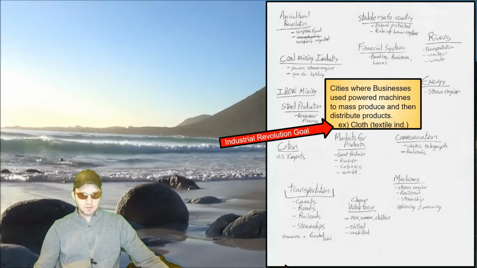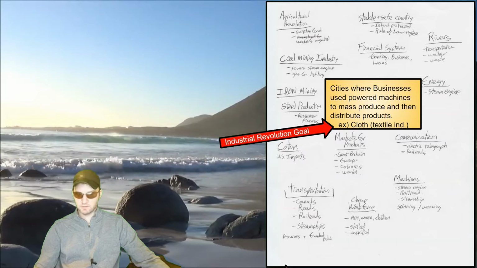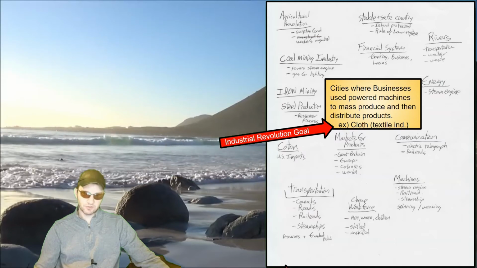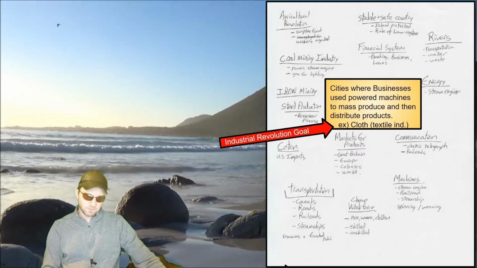And those are basically all the factors that Great Britain had, and they needed all of these to be able to have a successful industrial revolution. You know, that's the basics of what we got to know.